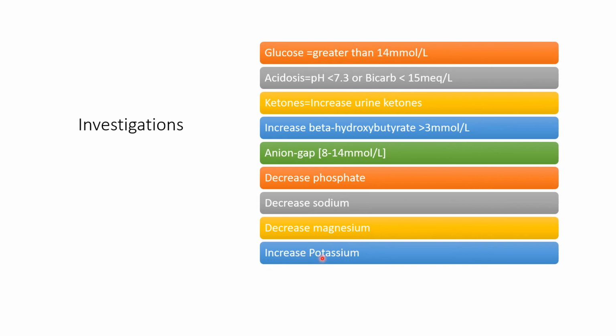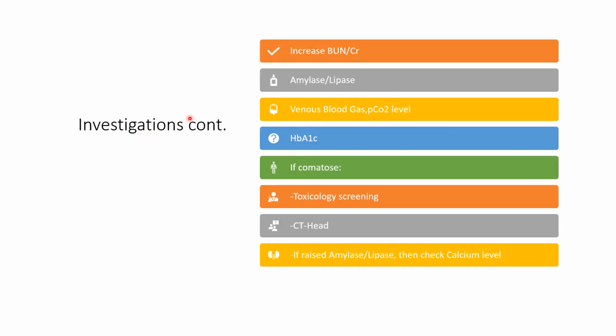Then, a big brother when it comes to the trouble of DKA is the potassium. The potassium will be pretty high, but we'll know in a bit the relationship between the acidosis and hyperkalemia. Still on investigations, blood urea nitrogen and creatinine can be on the increase. Amylase and lipase to know what's happening to the pancreas. Venous blood gas, arterial blood gas, PCO2 level, we want to know if there is compensation or none. Hemoglobin A1C, glycated hemoglobin, to know how bad the glucose is, whether glycemic control is ongoing or not.